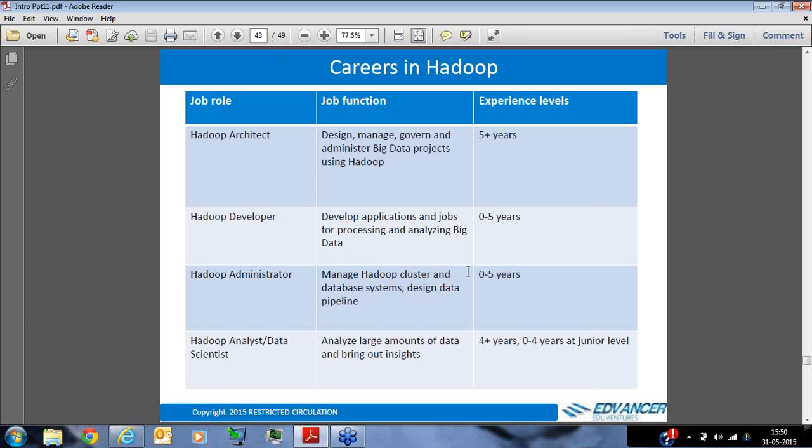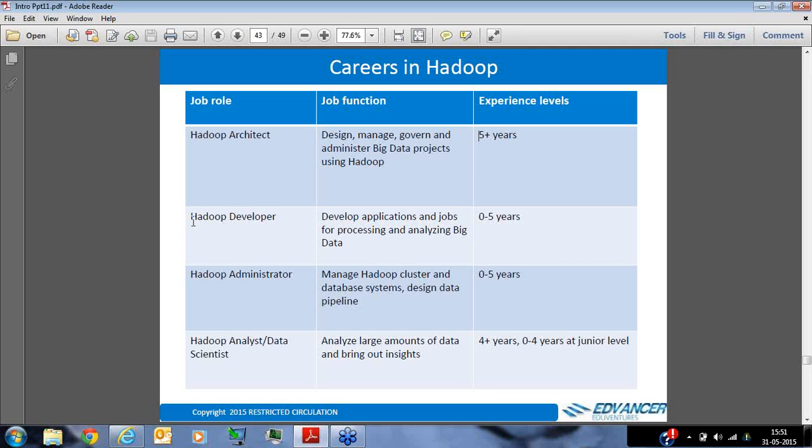What are the various career options in Hadoop? At the top, a senior person would be called a Hadoop architect. A Hadoop architect is someone who designs, manages, governs, and administers big data projects using Hadoop. He's the kind of boss who looks over everything and does the entire architecture of the system. Obviously, you need a good amount of experience to get into an architect role. Anything about 5+ years of experience in software engineering, software development, or an architect role can give you a Hadoop architect opening.